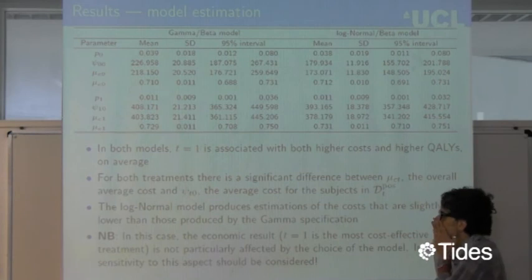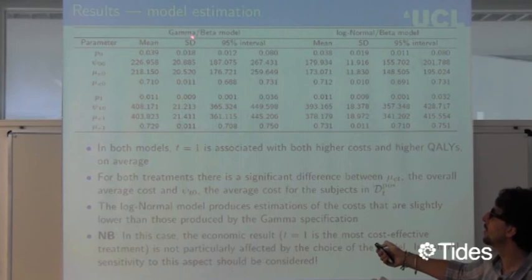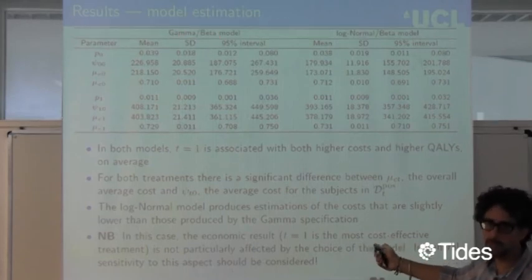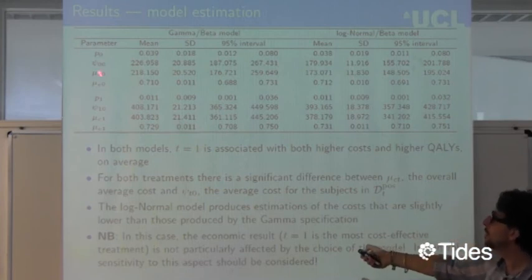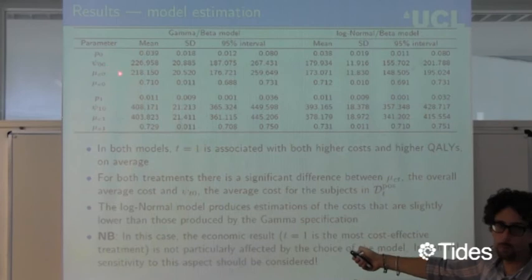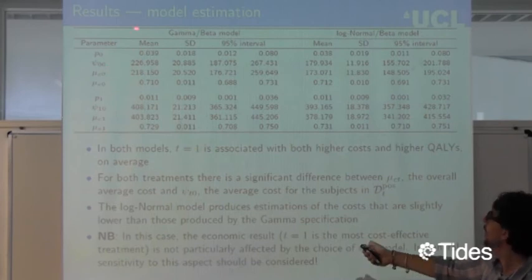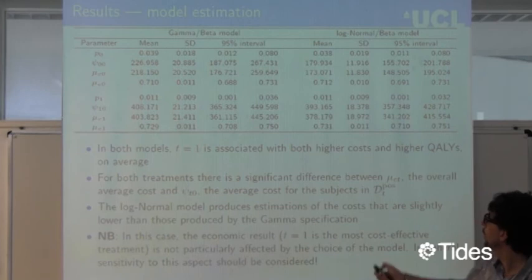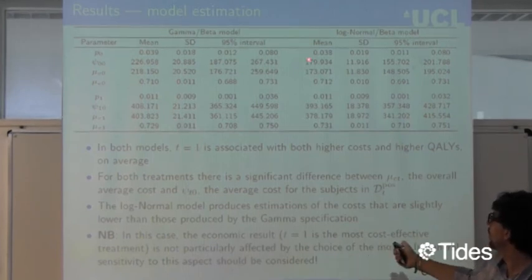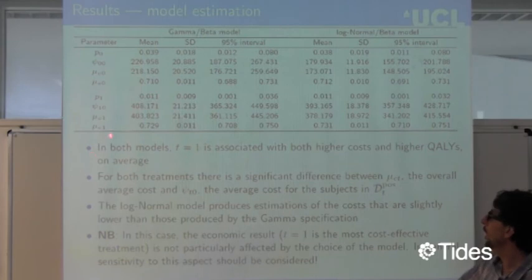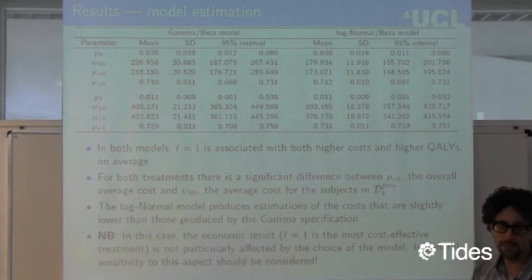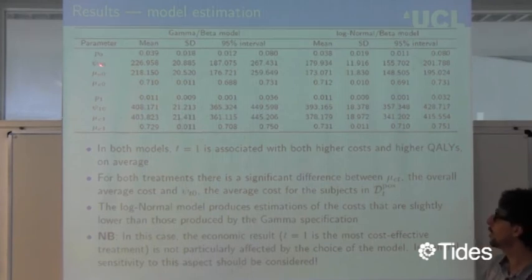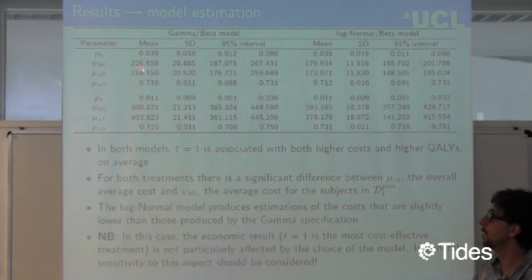So, these are some results. Among the other things, what we can do for each of the two specifications, this is the gamma beta, gamma for the costs and beta for the effectiveness. This is the log normal beta model. I can estimate for the two groups, this is the control group, and this is the active intervention group. I can estimate the chance of having a 0, which is pretty much the same in both models, and it's about 4%. And I can do the same for the active treatment, where the proportion of 0 is much lower, about 1%. And also I can estimate the cost components for the cost which is non-zero.